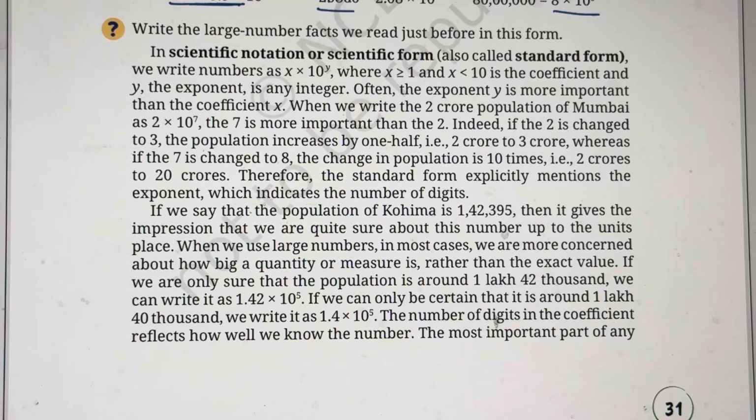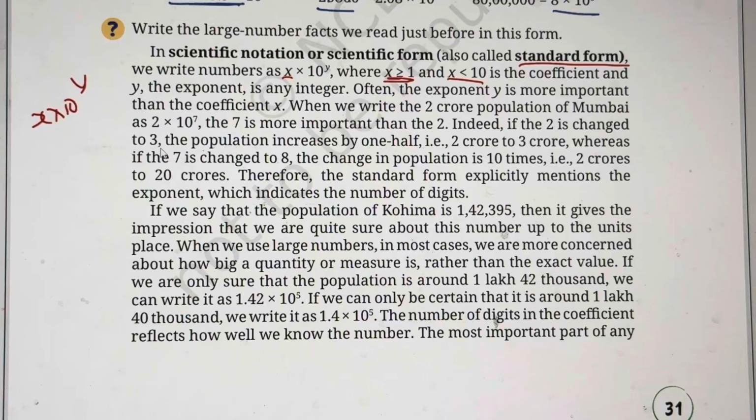So in scientific notation, or the scientific form, which is also known as standard form, we write it as x into 10 raised to y. Now what is important over here? x should be greater than or equal to 1 and less than 10. It can be 1. So the values can be 1, 2, 3, 4, 5, 6 till 9.6, something like that, but not 10, a single digit number.